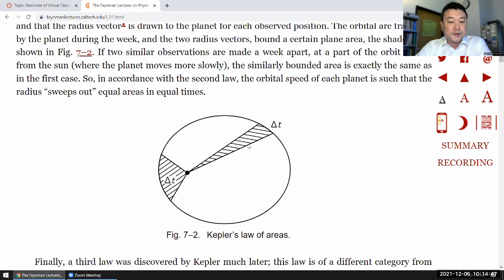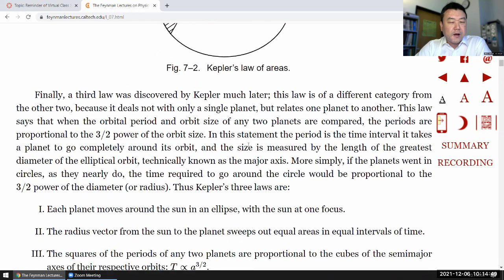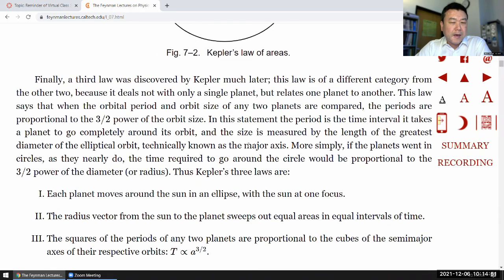This is the picture that demonstrates it. And the third law, I think there was about a gap of 10 years between his first two laws and the third law. It deals with comparing different planets. He found out the planets that are farther away from the sun move slower.